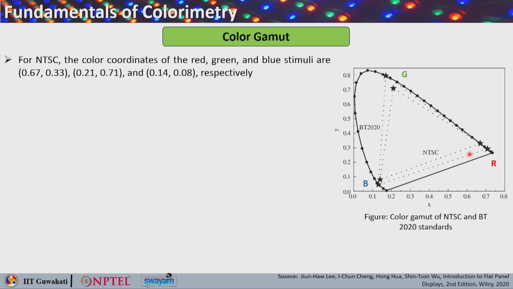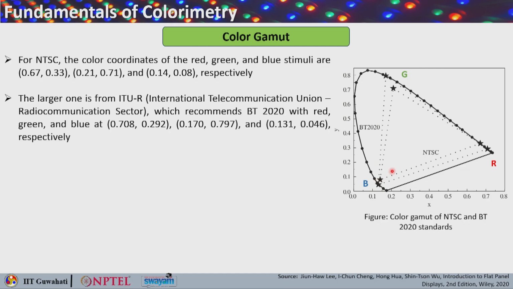So, what are the coordinates? The red is 0.67 and 0.33, then the green is 0.21, 0.71. These are the x and y values, and the blue comes from 0.14 and 0.08. So, these are the x, y coordinates of the red, green and blue stimuli according to the NTSC color standard.